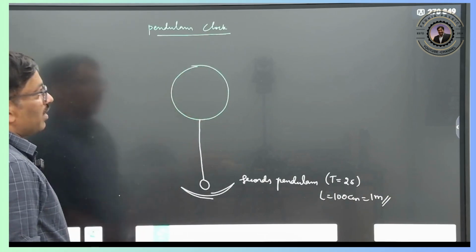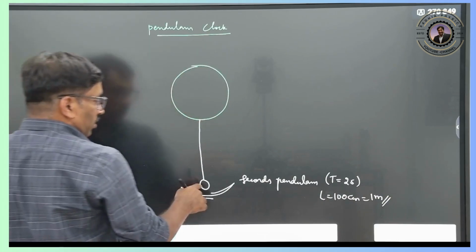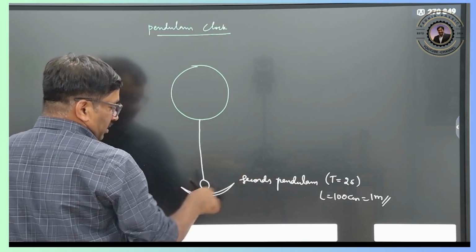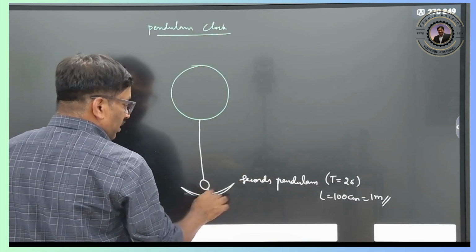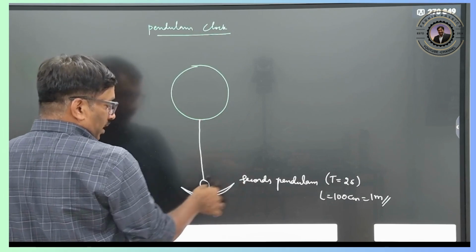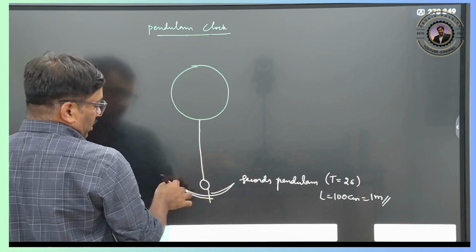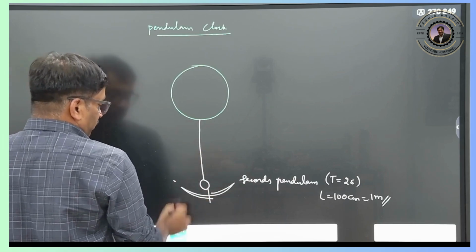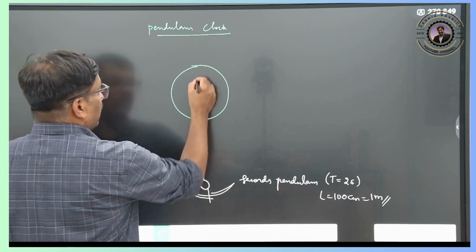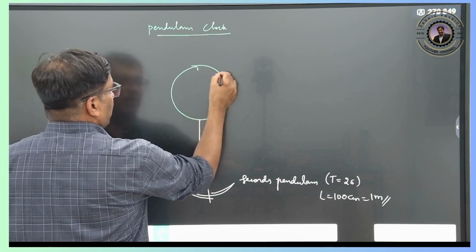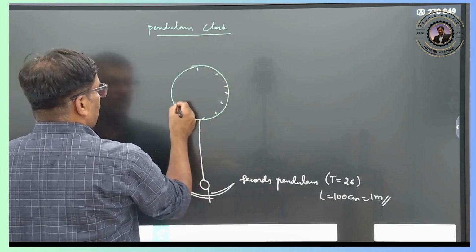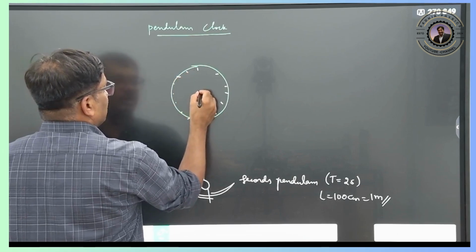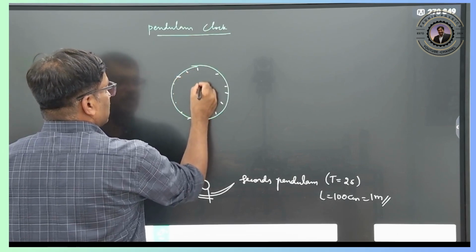So how will this pendulum clock work now? Here 2 seconds means the complete oscillation is taken as 2 seconds. That means from here to go to here is 1 second, and coming back to here is another 1 second. Clear? So therefore there will be a clock here, and the seconds needle will be there.